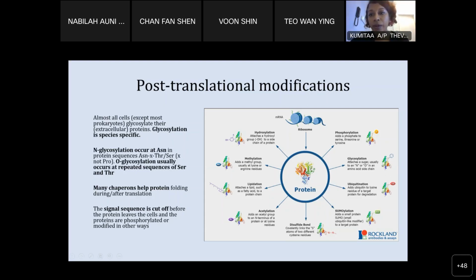In particular, when we talk about glycosylation, you have N-glycosylation, which occurs on asparagine, or O-glycosylation, which starts with serine or threonine. And again, we'll go over what those mean a bit later. You also have many chaperones, which help with protein folding. And again, if you have your protein sequence, but it doesn't fold well, you may not get the structure or the function that you want. The signal sequence that we saw earlier, which came just after your promoter, is actually cut off before the protein leaves the cell. So that doesn't affect the final protein structure and form.